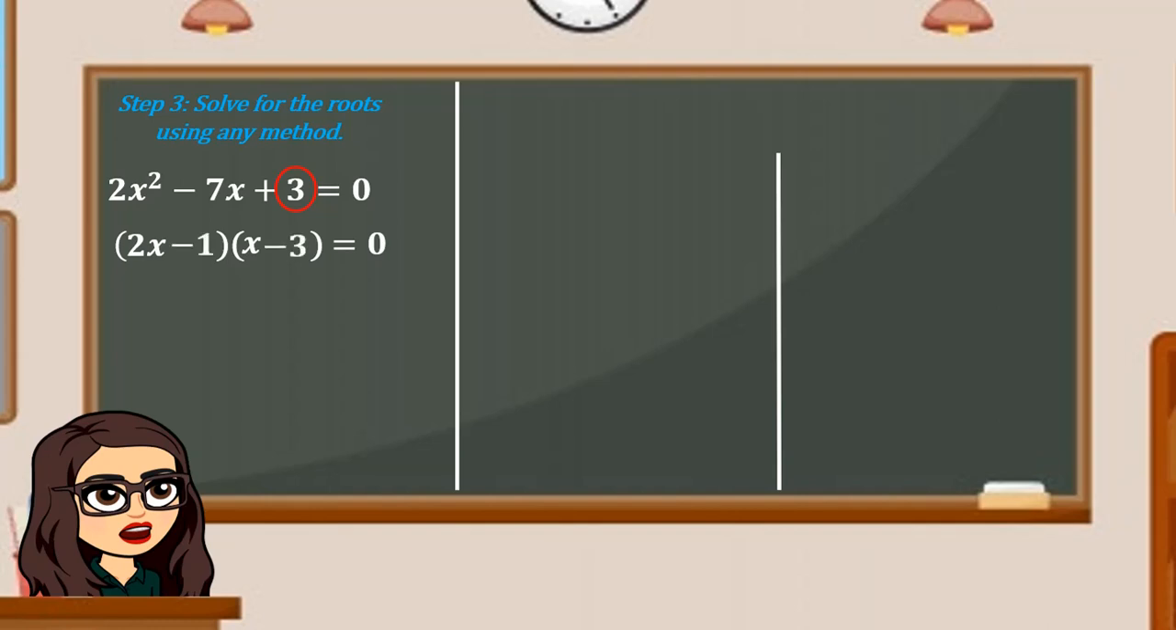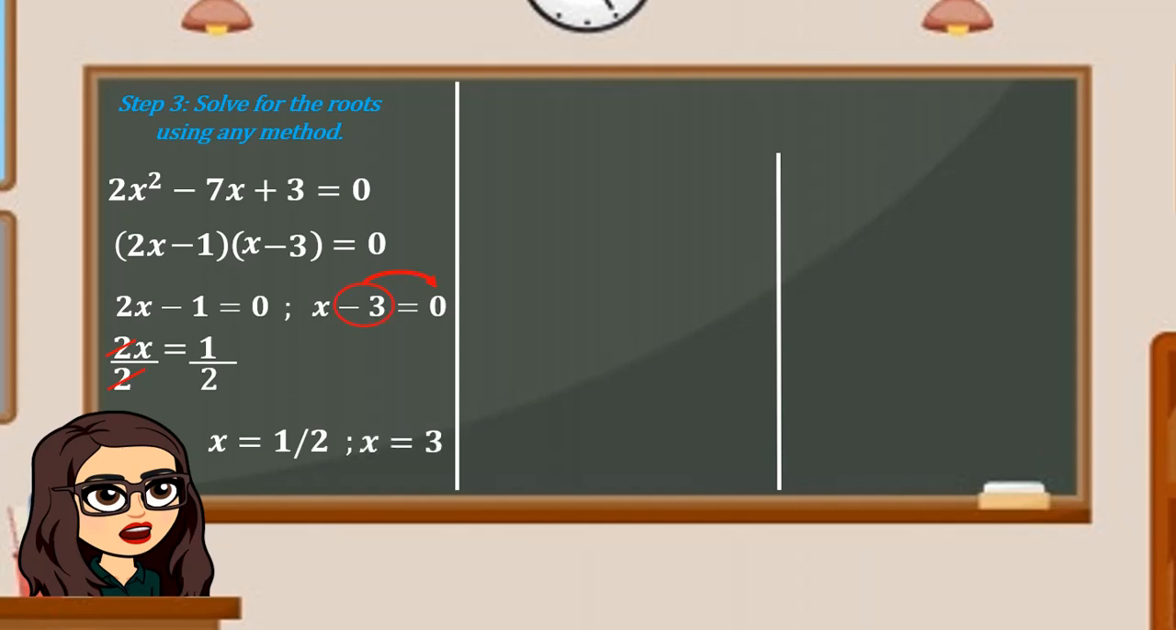Next, equate each factor to 0. So for 2x minus 1 equals 0, transpose negative 1 to the right side, and this will be now 2x equals 1. Then divide both sides by 2. So cancel 2 in the numerator and denominator, and the first value now of x is 1/2. For x minus 3 equals 0, transpose negative 3, and this will be x equals 3. And the values now of x are 1/2 and 3.